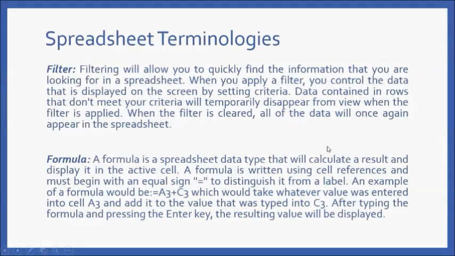Next, filter. Filtering will allow you to quickly find the information that you are looking for in a spreadsheet. When you apply a filter, you control the data that is displayed on the screen by setting criteria. Data contained in rows that don't meet your criteria will temporarily disappear from view when the filter is applied. When the filter is cleared, all of the data will once again appear in the spreadsheet.